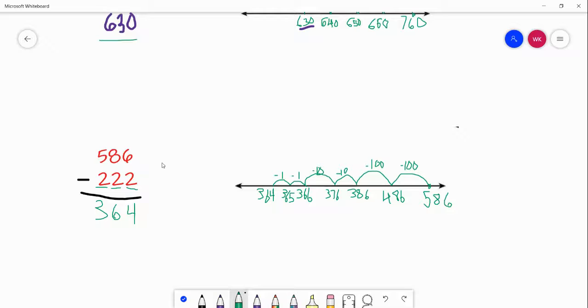And now we are going to check our work, make sure our work is good that we did on our open number line. So we're going to just subtract going straight down, starting in our ones place. So 6 minus 2 does equal 4, check. 8 minus 2 does equal 6, check. 5 minus 2 does equal 3, check. So we know we did well on our open number line.